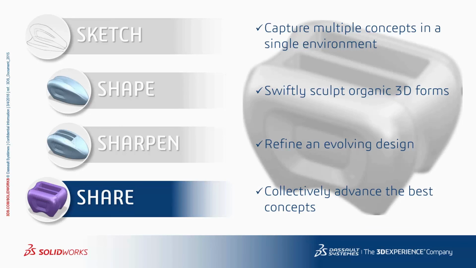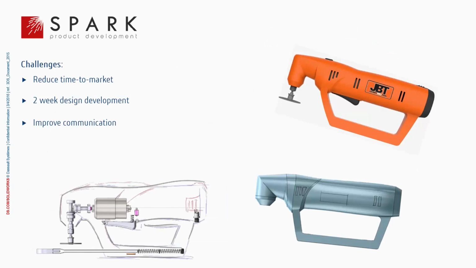If we now go back and review what happened to our friends at Spark Product Development and the 3 challenges that they posed to us before they started getting into SOLIDWORKS Industrial Design, here's what the final results were. They were able to reduce their time to market by 10 to 20%. They took that 2-week design development time down to 2 days, and that again is because of the speed at which you can create these shapes and these sketches all in the same environment.